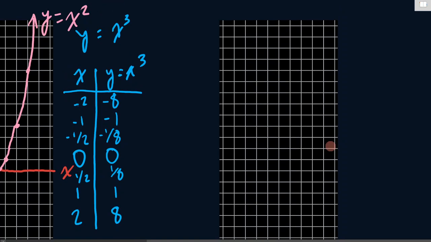So let's graph this. Now let's do our axes again in red. Here we go. Okay, so we're going to start here at 0, 0. 1, 1, 2, 8, so 2, 4, 6, 8, negative 1, negative 1, and negative 2, negative 8, 2, 4, 6, 8. There we go. Okay, and then this point here is pretty much almost on the x-axis, right? Positive 1/8, negative 1/8 when we go over a half box. And so this right here is your y equals x cubed function.